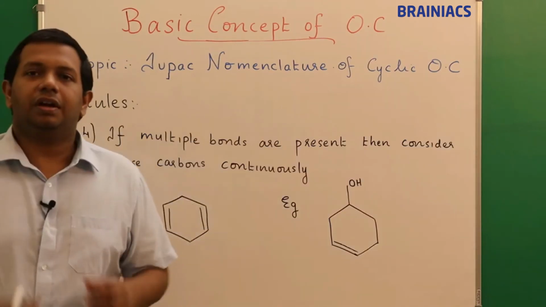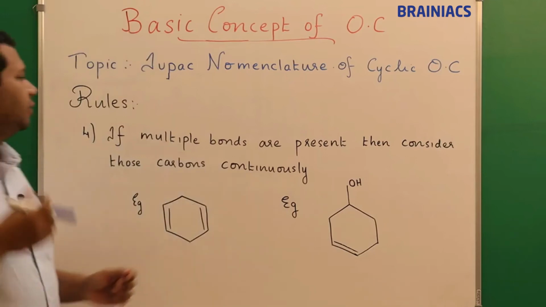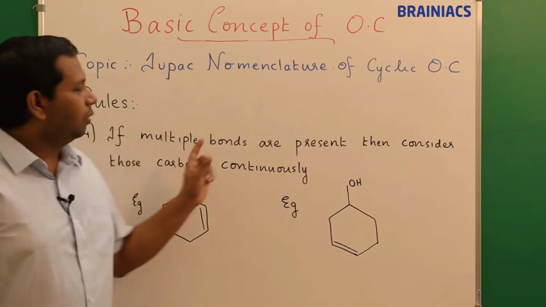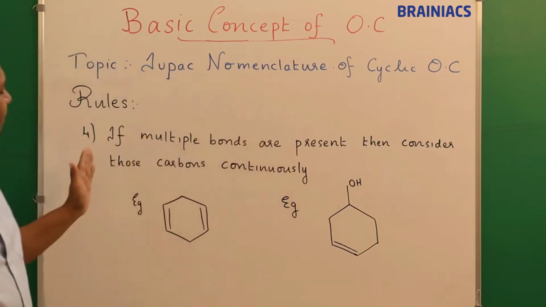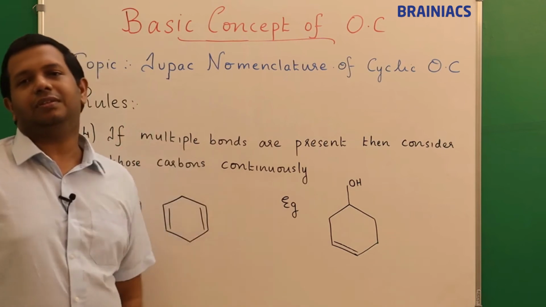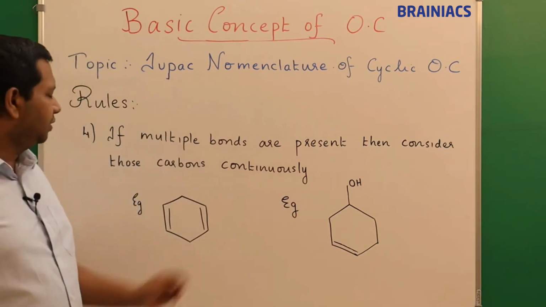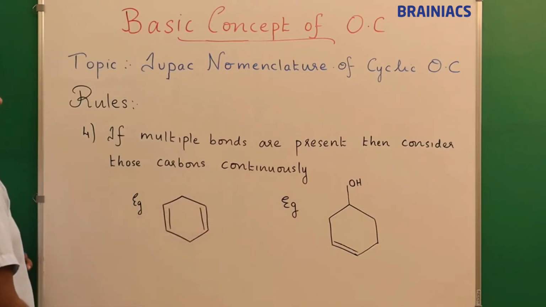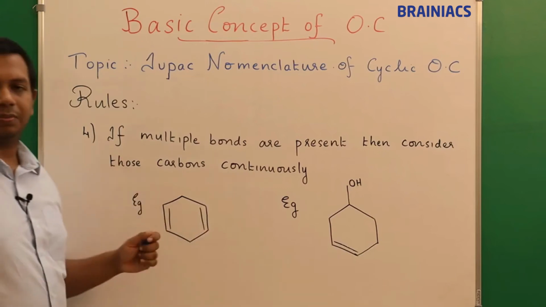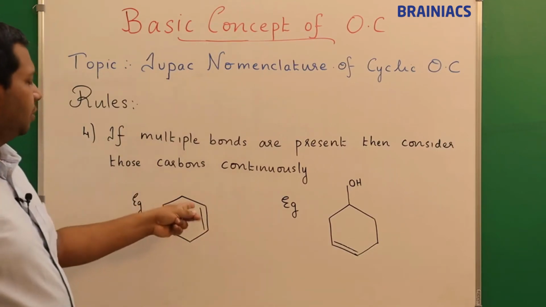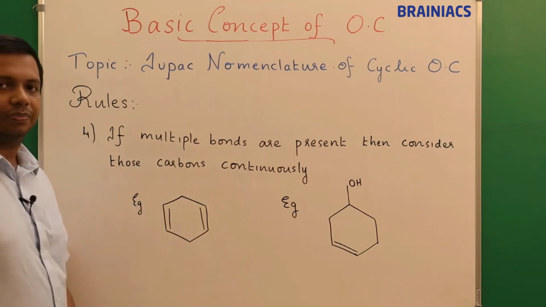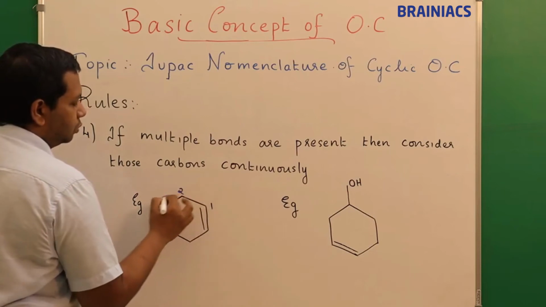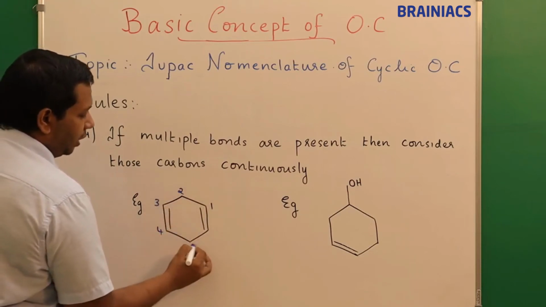Okay. So here we will go to rule number 4. Rule number 4 is a little bit interesting rule. If multiple bonds are present, then consider those carbons continuously. What does that mean actually? Let's see with this example, then you will understand. So you have an organic compound with multiple bonds present here. So I need to number this. Since multiple bonds are present, I should give the least possible number to the multiple bond, but both two double bonds are present. Okay, so let me start numbering like this. 1, 2, 3, 4, 5, 6.